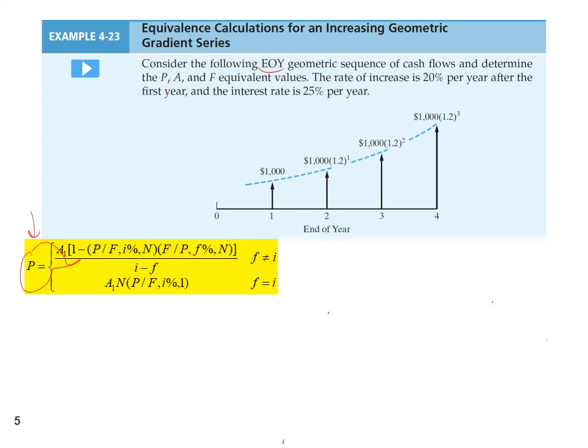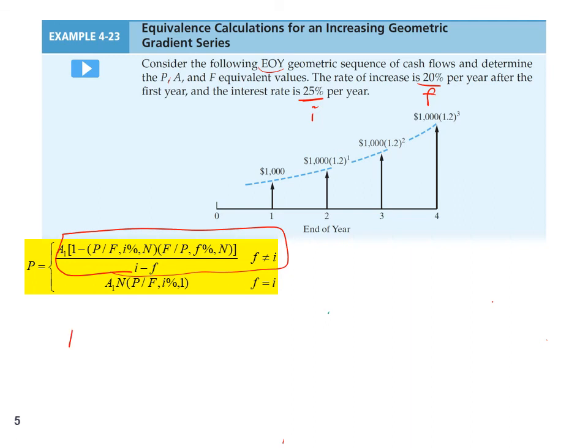Now let's find the present value using this formula over here. Since i is 25% and g is 20% and they are not equal to each other, we will use this first one. If they were equal, then we would use the second one.